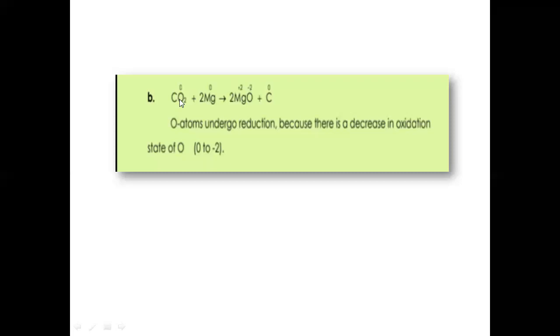So carbon undergoes reduction because its oxidation state decreases from +4 to 0, and magnesium undergoes oxidation as its oxidation state increases from 0 to +2.